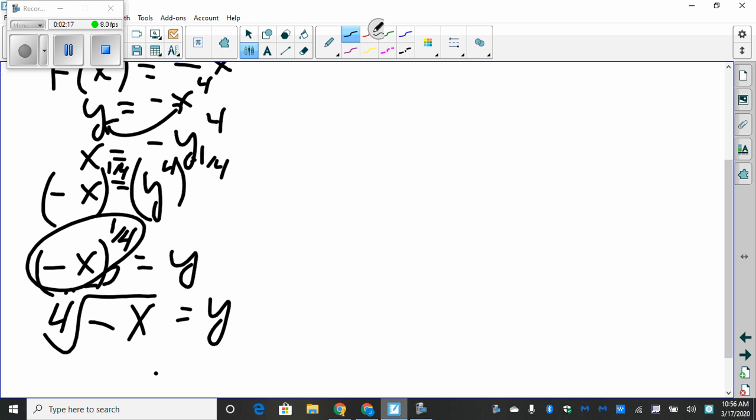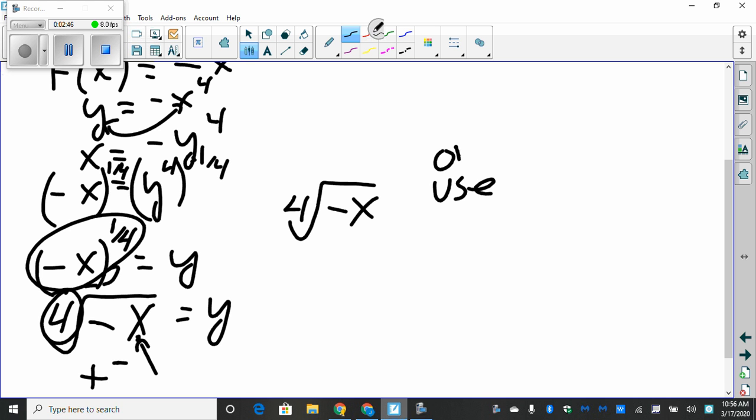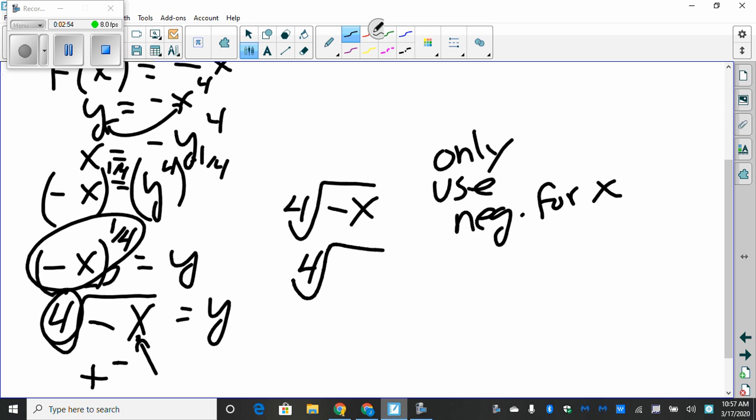Now just think about this for a while. If I put a positive number in for x, I'm going to be taking the 4th root of a negative number because that negative sign's in here. So that means the only thing I can put in for x right here is also a negative number. So negative would turn to positive, and then I can take the 4th root of a positive number. So the way this is written, the 4th root of negative x, I can only use negative values for x.